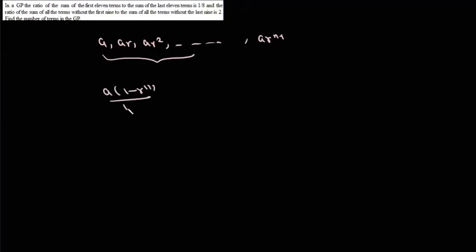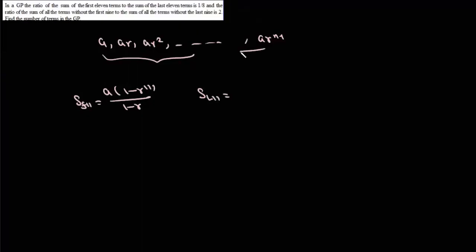Now this question, it says in a GP ratio of sum of first 11 terms to the sum of last 11 terms is 1 by 8. So we have this GP which is A, AR, AR square, and it goes all the way up to AR to the power n minus 1. Now sum of first 11 terms will be given by A 1 minus r to the power 11 upon 1 minus r. So this is sum of first 11 to the sum of last 11. So we need to find sum of last 11.